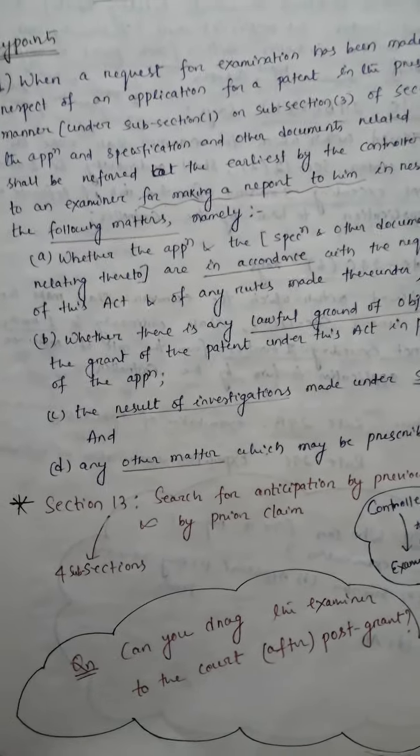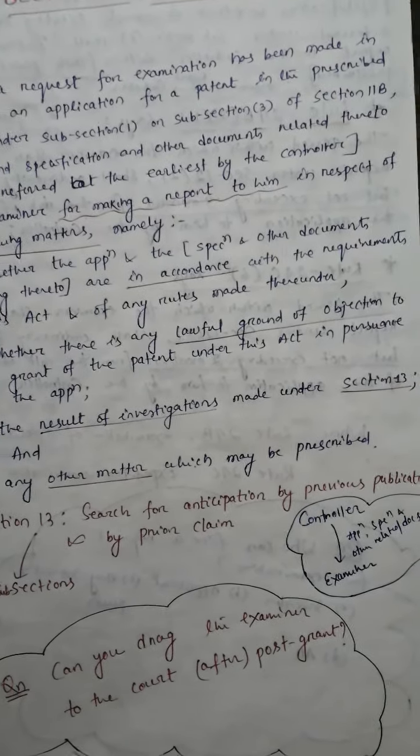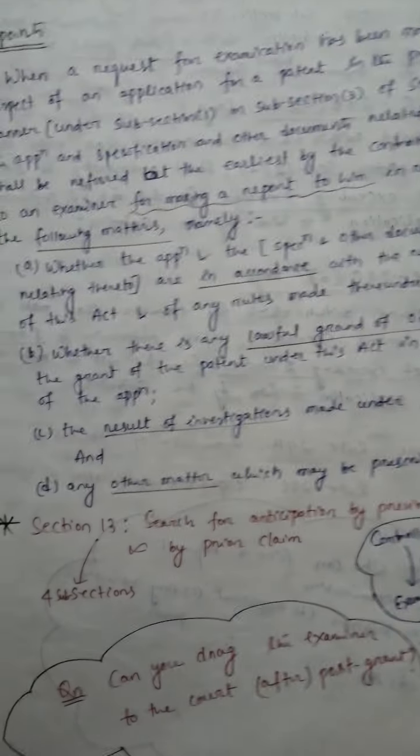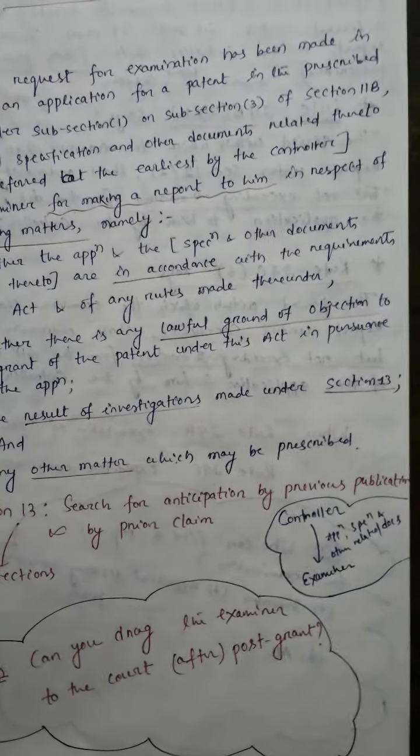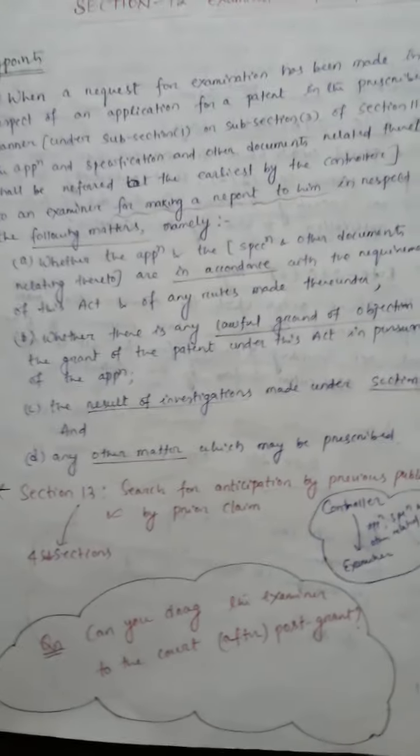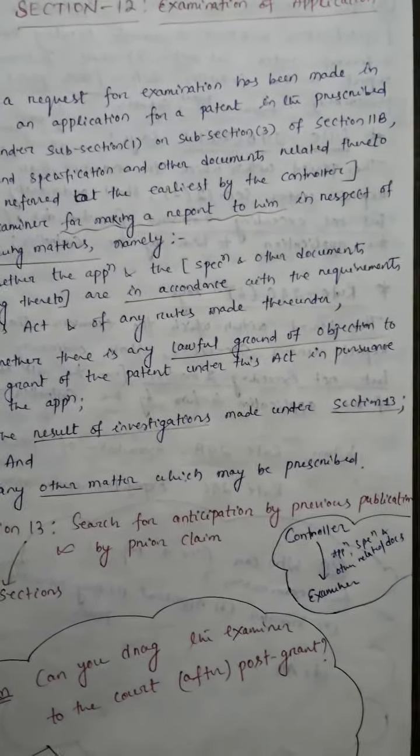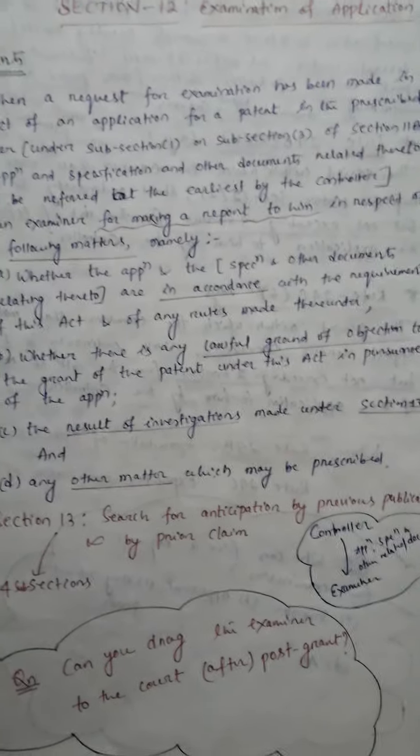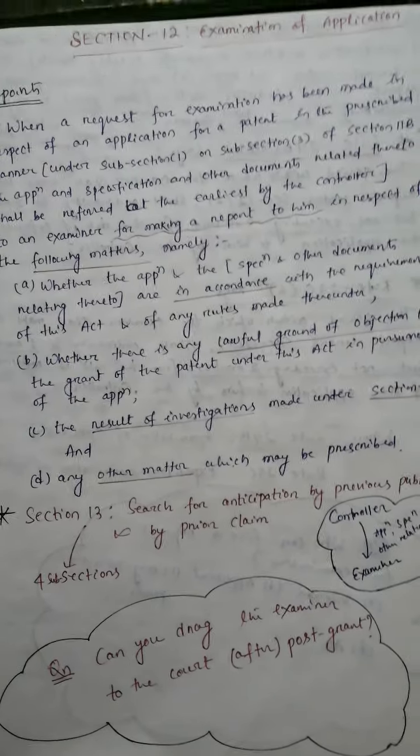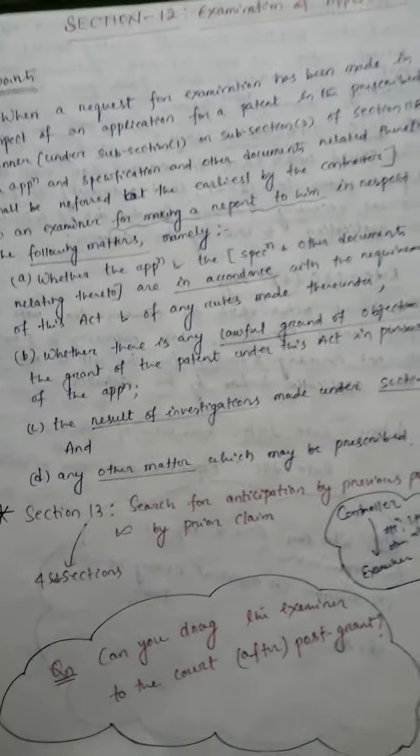So here in bit A, the matter is whether the application and the specification and other documents related thereto are in accordance with the requirements of this Act and of any rules made thereunder. That means bit A says whether the application, the specification and the documents are in accordance with the requirements of this Act or any rules made. This thing should be taken into consideration.